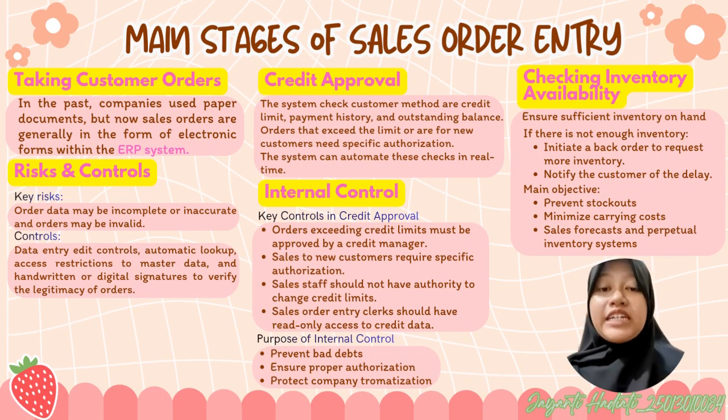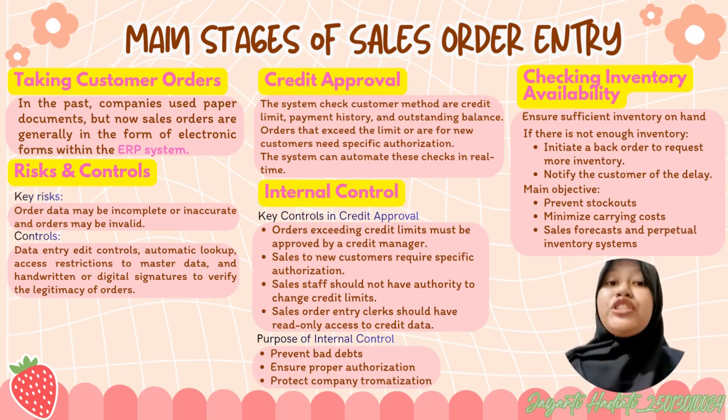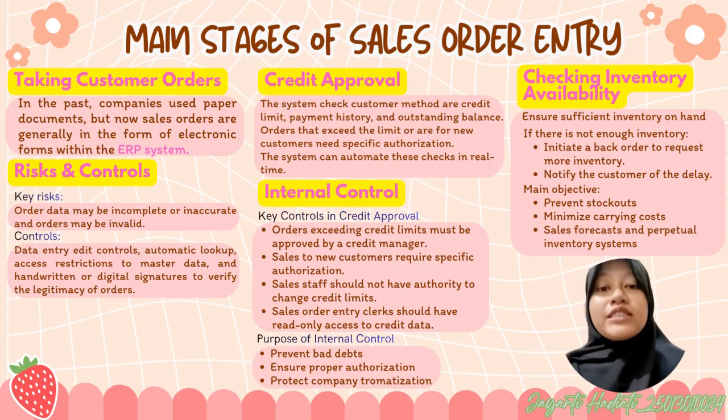So the second stage is credit approval. Many companies sell on credit, especially in business to business transactions. So the system needs to check if the customer can pay. It checks the credit limit, payment history, and the current balance of the customer. If the order is too big or the customer is new, it needs special approval. Today, systems can do this automatically in real time.